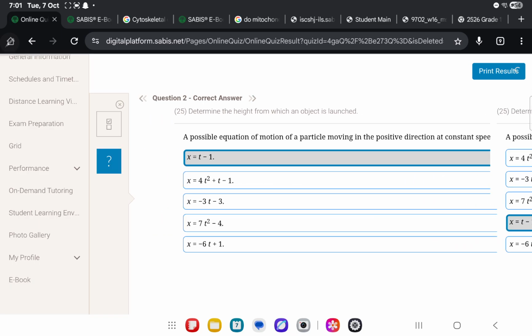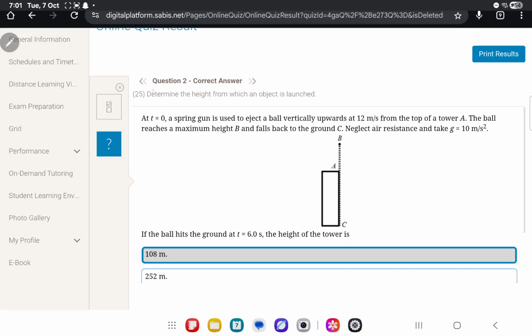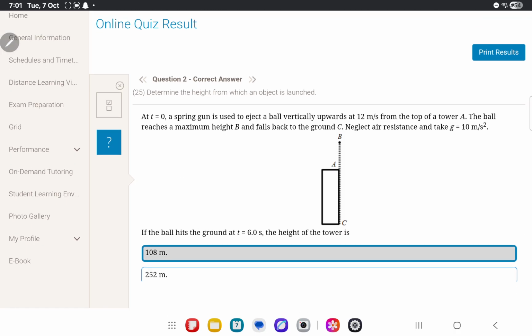Question 2. At t equals 0, a spring gun is used to eject a ball vertically upwards at 12 meters per second from the top of a tower, A. The ball reaches a maximum height B and falls back to the ground, C. Neglect air resistance and take g as 10 meters per second squared. Okay. They want the height of the tower, if it hits the ground at t equals 6 seconds.